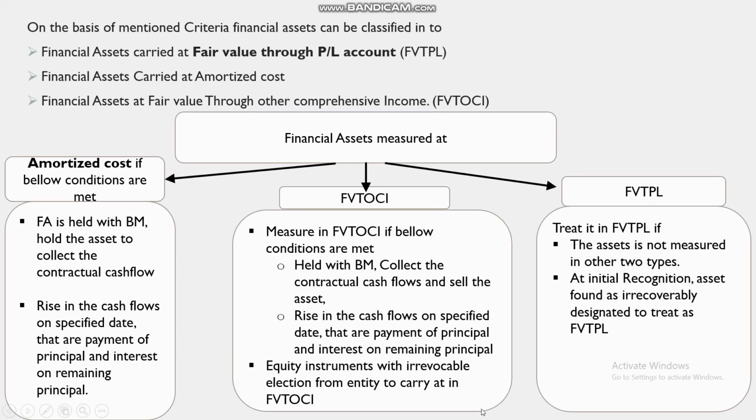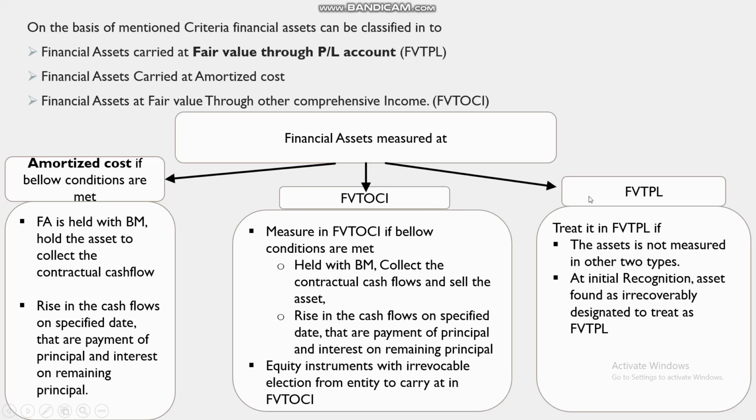Okay. Then equity instruments with an irrevocable election by the entity to carry them at fair value through other comprehensive income. At the beginning of the contract, if it is mentioned in the contract to measure it at fair value through other comprehensive income, then we don't have any options. It is irrevocable. Correct? So then we need to measure it at fair value through other comprehensive income only.